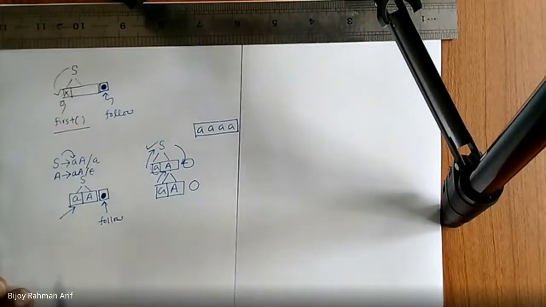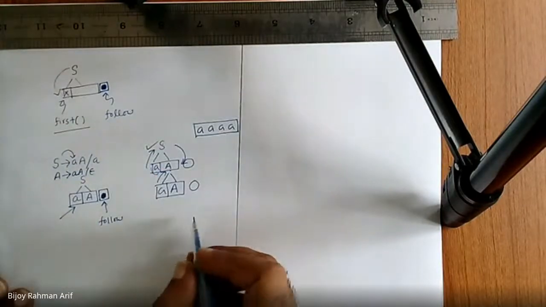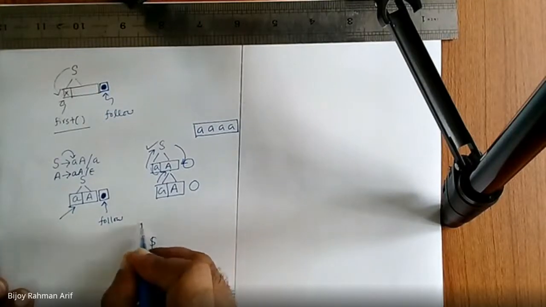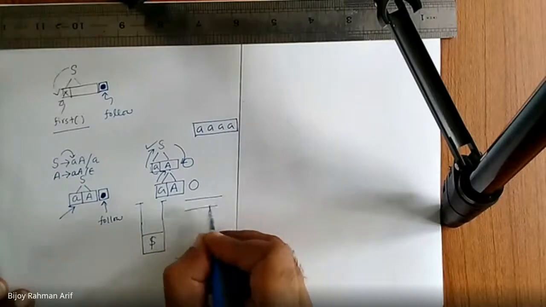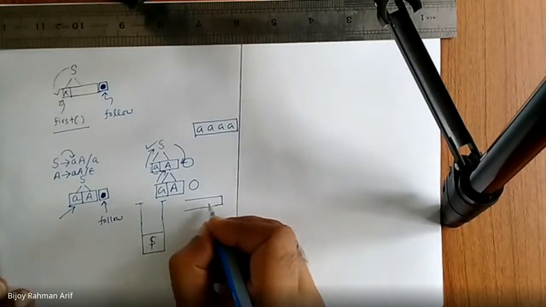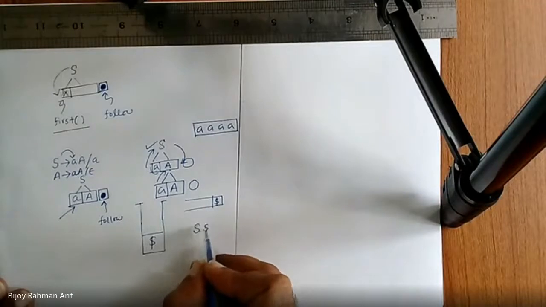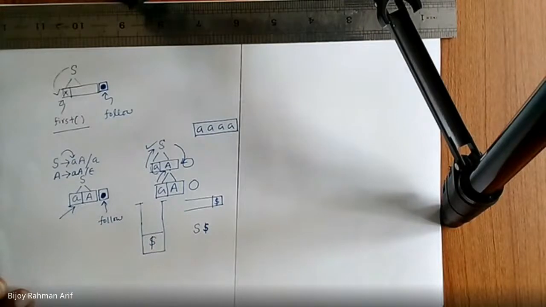But if you remember, when we drew the LL1 parsing table, we always said there is a dollar sign at the end of the stack. Am I right? Yes. And also there is a dollar sign at the end of the input buffer. Yes, sir. So we always consider that after S there is a dollar. After S there is a dollar.